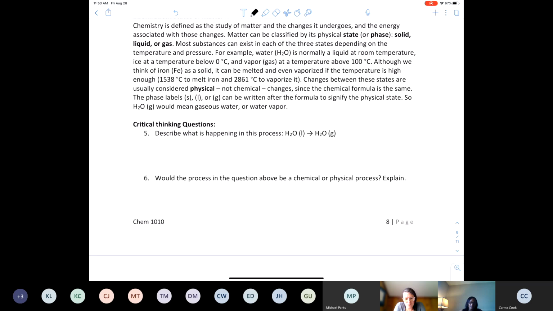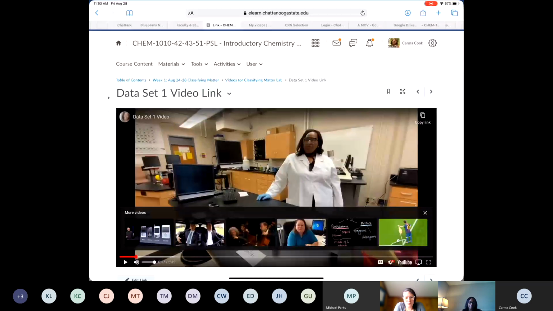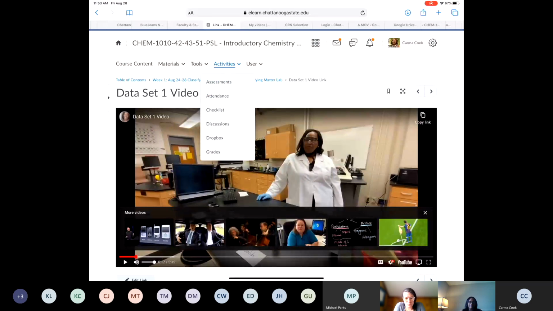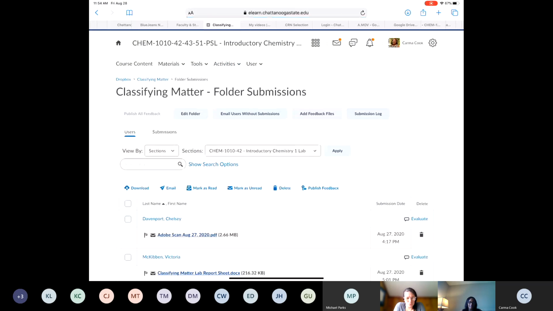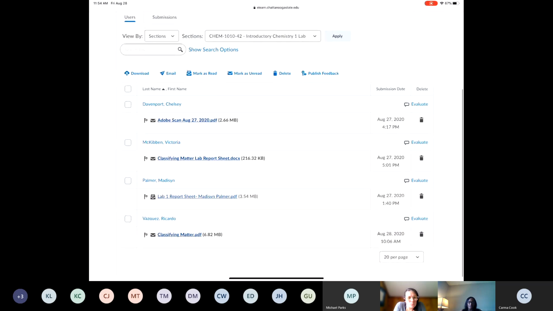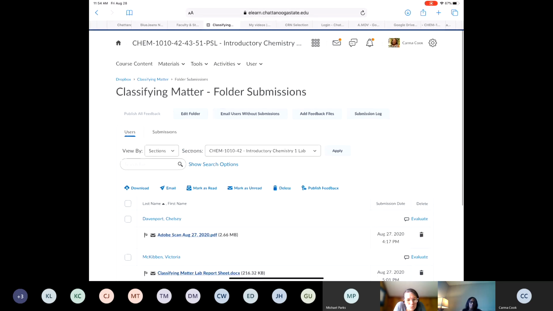So everyone okay with how to find the Dropbox? Go to Activities, Dropbox, and then click on Classifying Matter, and it'll give you the option to upload. And as you can see, some other students from other sections have already uploaded theirs.